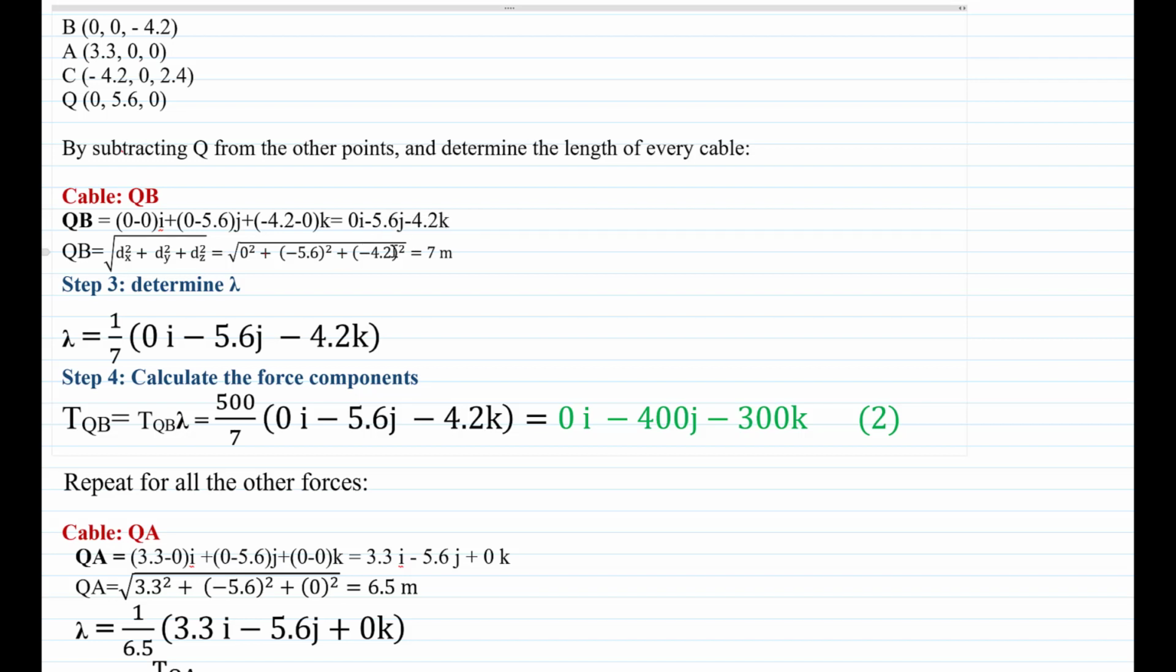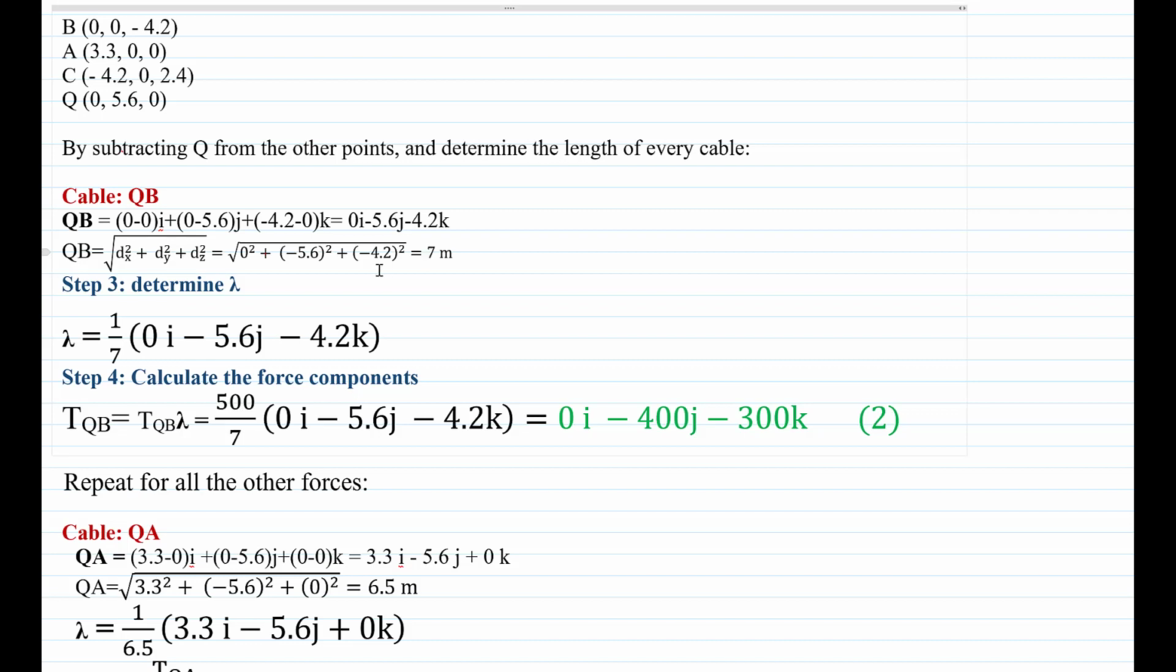But I need to normalize that. So I need to calculate the distance QB. So the distance QB is what? Is dx square plus dy square plus dz square. Now, the first is going to be what? The first item here is going to be square, and then the second item here is square, plus another third item here is square. So it's going to be 0 square minus 5.6 square minus 4.2 square under the square root. You get the distance QB is what?